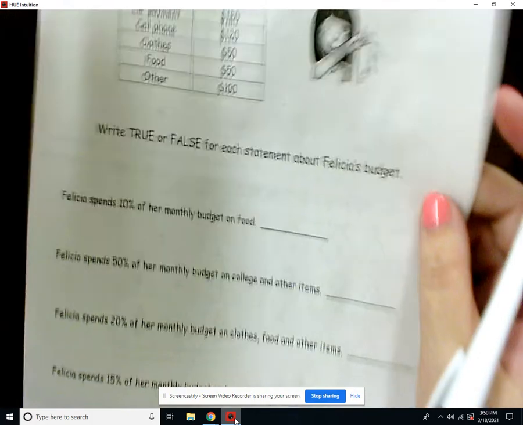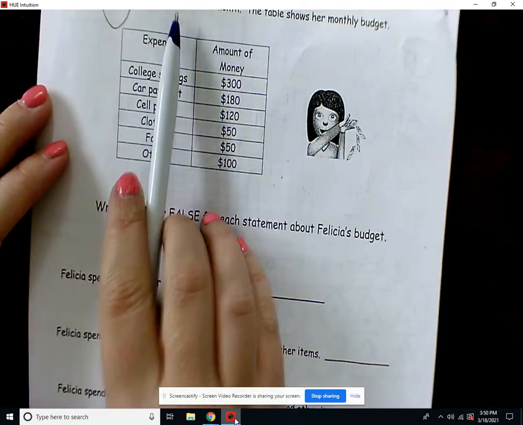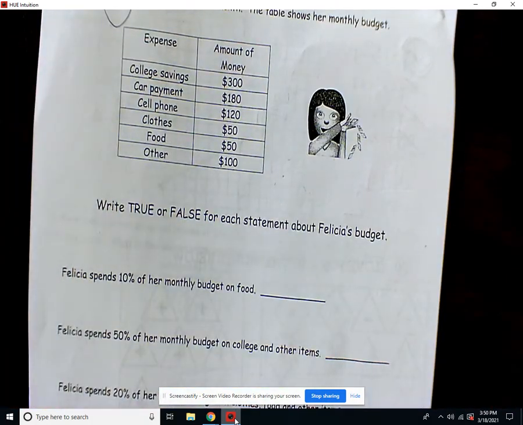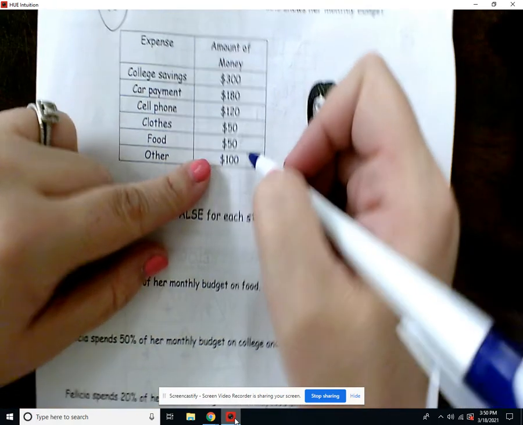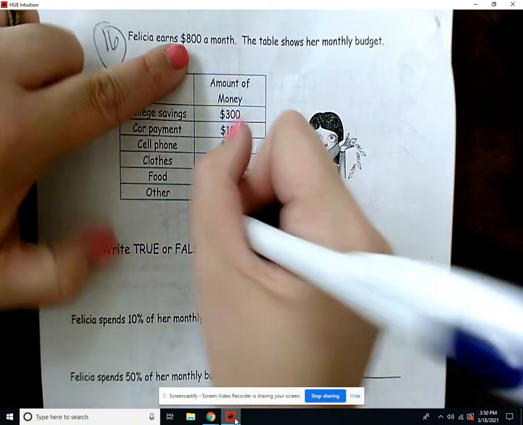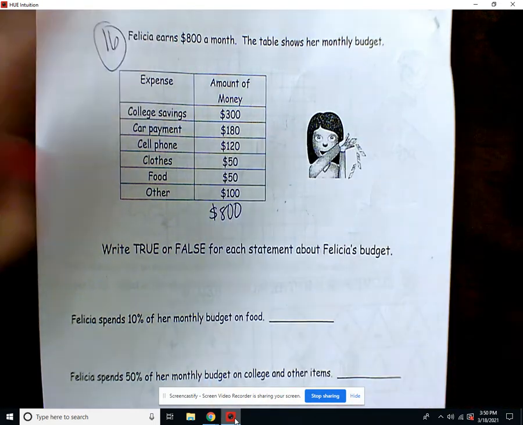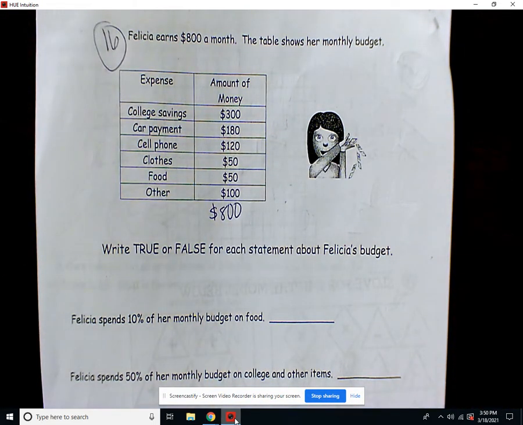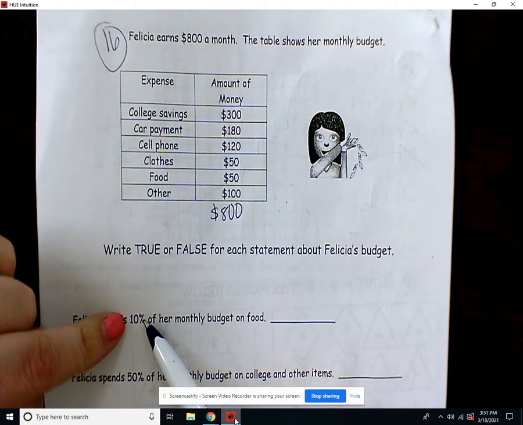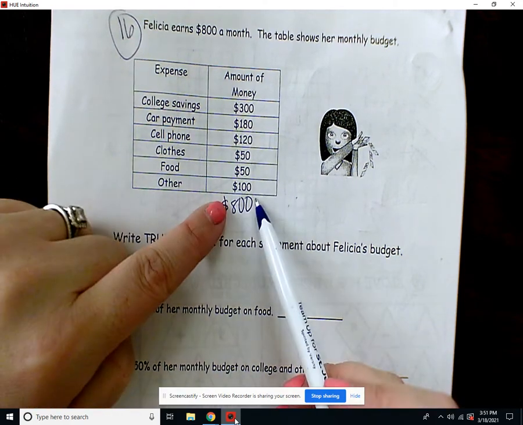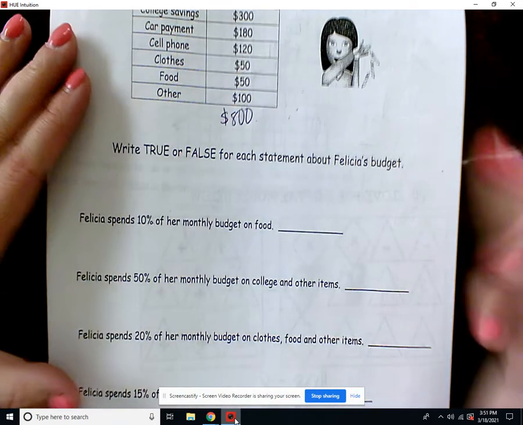All right, last question. So 16 questions for your test. Felicia earns $800 a month. The table shows her monthly budget. Write true or false to each statement about Felicia's budget. Okay, so all of this will add up to 800. It comes from right up there, so we don't need to actually add anything up. Felicia spends 10% of her budget on food. So basically we're going to take each percent, change it to a decimal, and multiply it by our 800 each time to see, is it true?